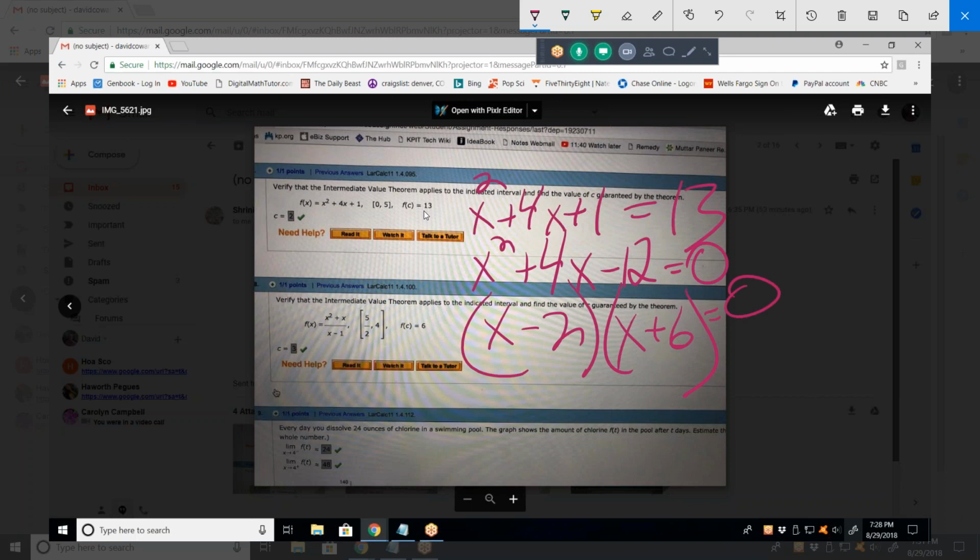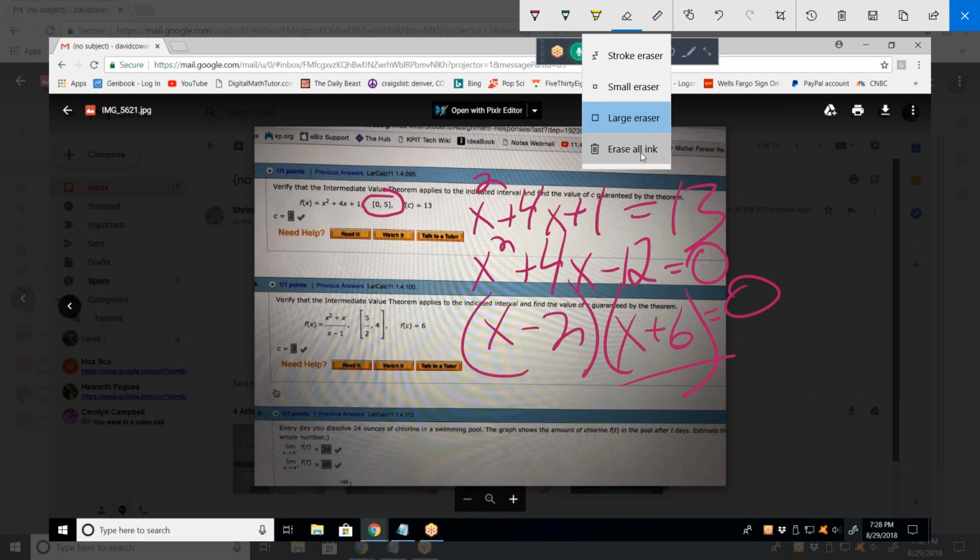And then you would get x equals 2 or x equals negative 6. But you can't use negative 6 because that's not in the interval 0 to 1. Okay, I was just going to ask, how come we don't have a negative 6 answer? That's because of that right there. In other words, the interval is from 0 to 5 inclusive. So negative 6 is not in that interval. All right, and the same applies to number 8 as well.